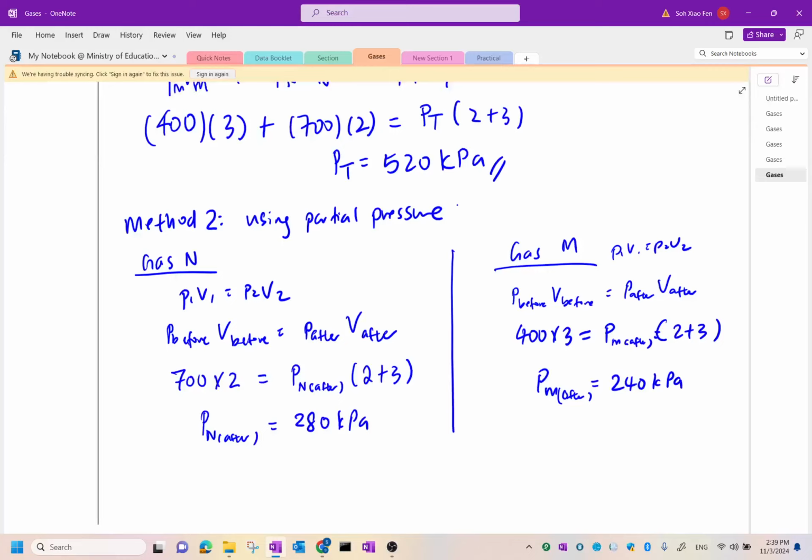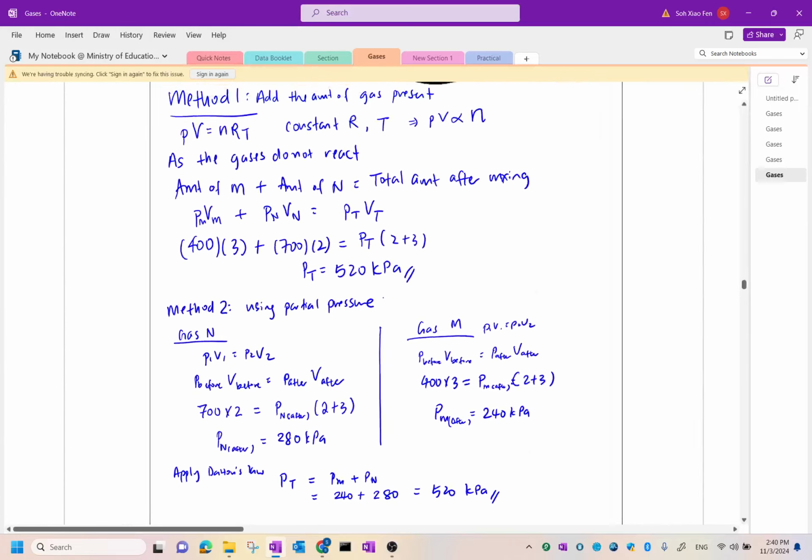So then what I'll do is I'll apply Dalton's law. So the total pressure is simply just PM plus PN, right? So it will be 240 plus 280. So that will give me 520 kilopascal as well. So both methods will lead you to the same answer.